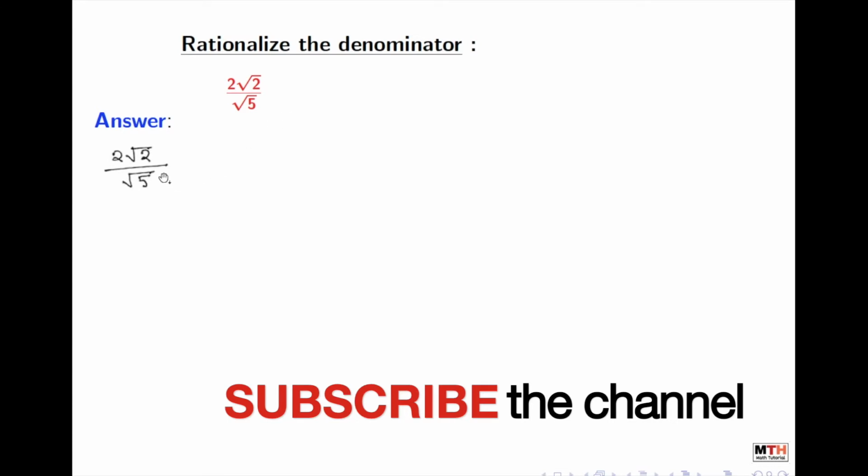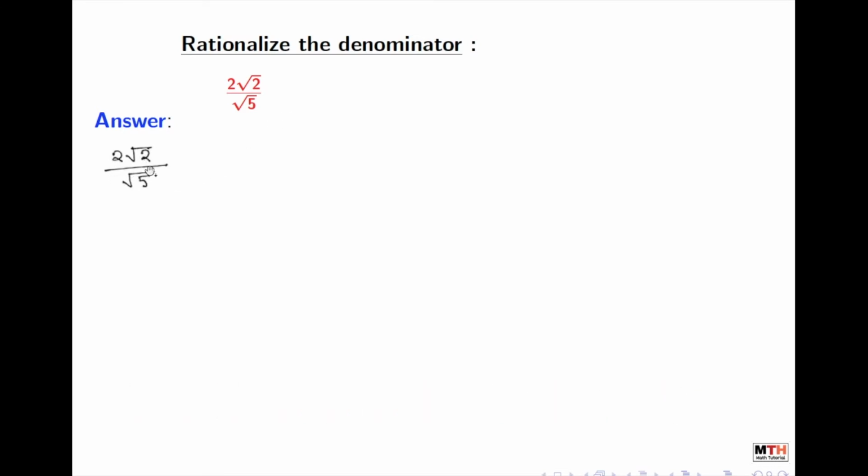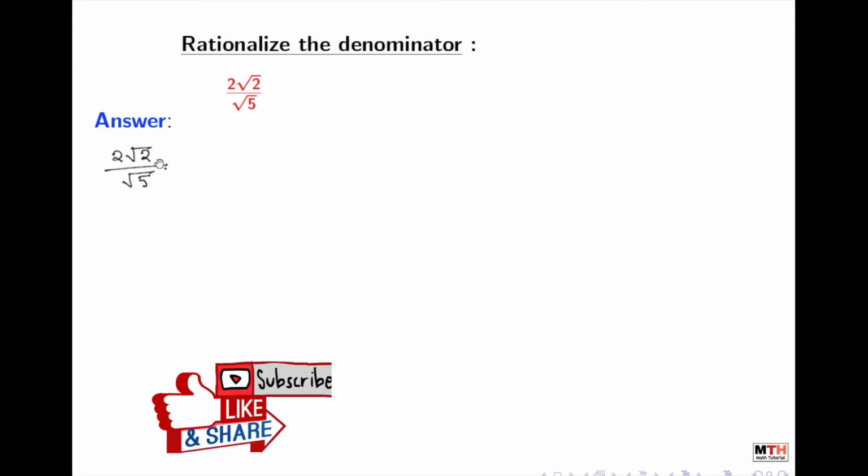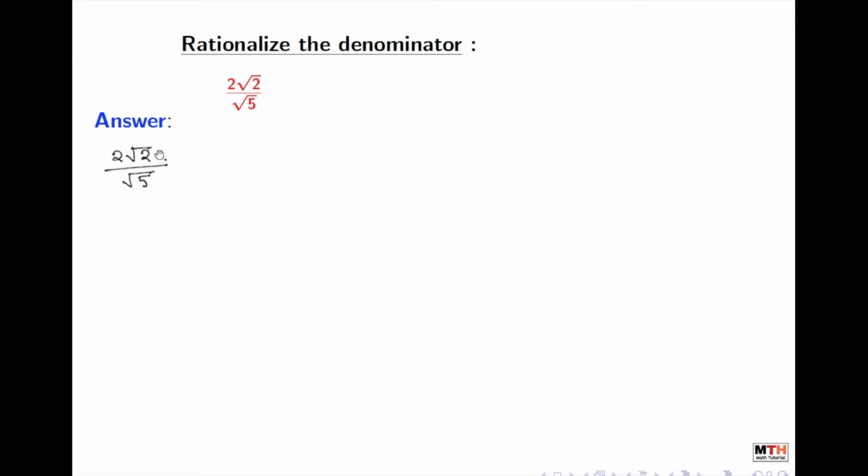The given fraction is 2 root 2 by root 5. Here look that we have root 5 in the denominator, which is an irrational number. We have to rationalize it, and in order to do that we have to multiply it by root 5 again. So we will multiply both the denominator and the numerator by root 5.